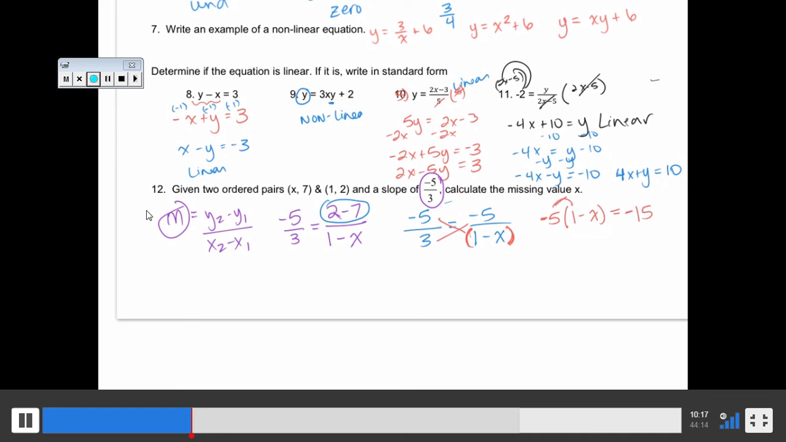And now we're just going to distribute and solve. So negative 5 plus 5x equals negative 15. So if we plus 5, so 5x equals negative 10, and divide by 5. X equals negative 2.